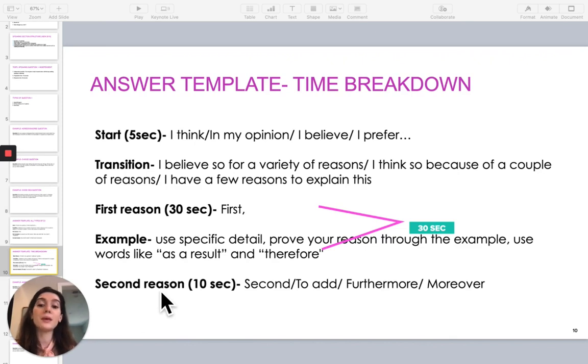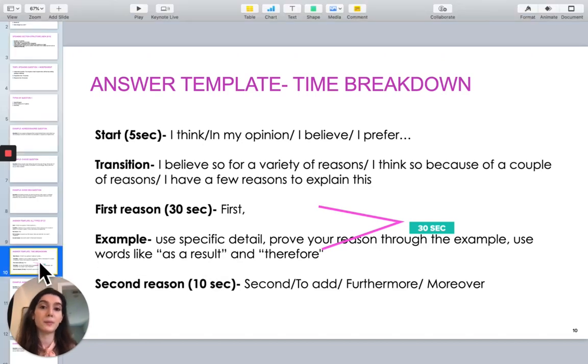Okay, so maybe your second reason is that the big city allows you to know more about different cultures. Then you just have to kind of elaborate on the second reason, and you won't have time to give an example, and you shouldn't have time to give an example because you have done a good job in elaborating on your first example itself. So that's how you can really use this time management to answer any question number 1.